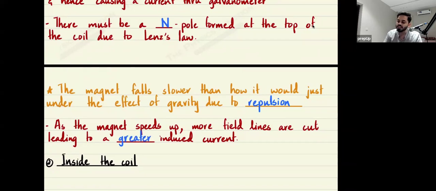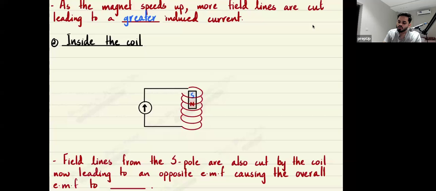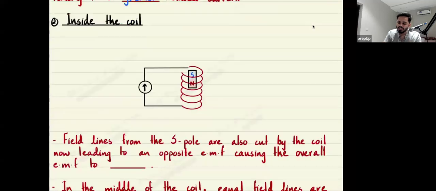What happens inside the coil? So now the magnet is somewhat inside the coil in a position like this. Now what would happen is, obviously, just as there are field lines here, there are also field lines out of the south end. And now those will also start interacting with the magnet. So field lines from the south pole are also cut by the coil. And again, according to Lenz's law, if the north pole created one type of EMF, the south pole is going to create an opposite type of EMF.